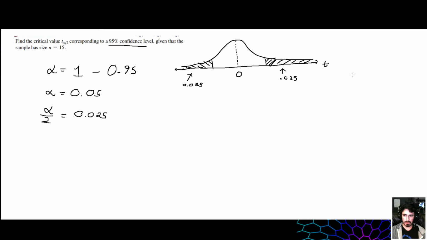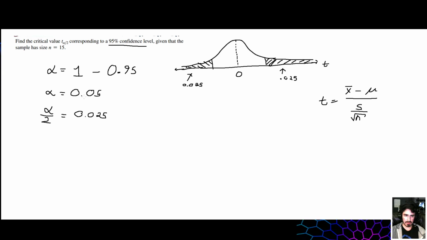And t is going to be given by our sample average minus the population average, divided by the sample standard deviation divided by the square root of n.